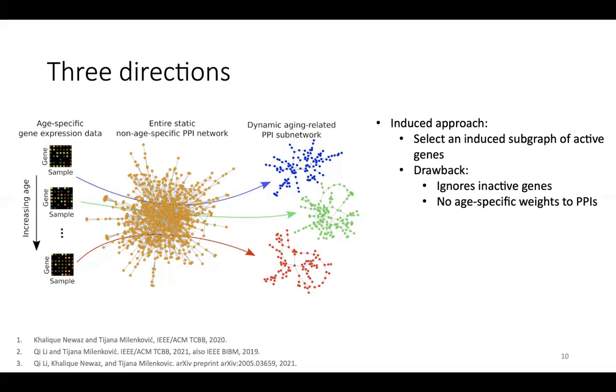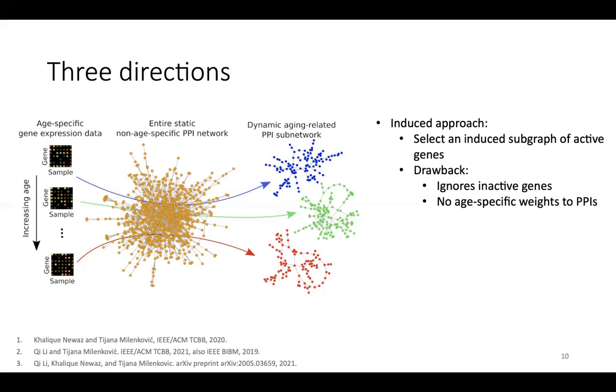The induced approach selects an induced subgraph of active genes from the whole PPI network to create an age-specific PPI subnetwork. As such, this approach ignores any inactive genes that might be critically connecting active genes in the PPI network, and it also fails to give age-specific weights to the PPIs, which might be important to distinguish important age-specific PPIs from unimportant age-specific PPIs.